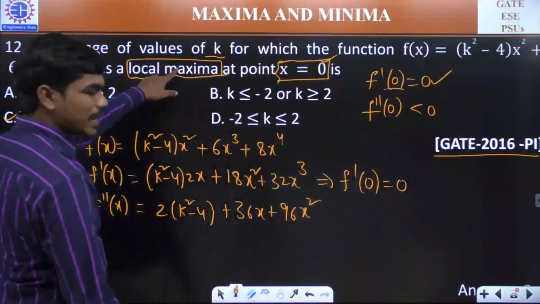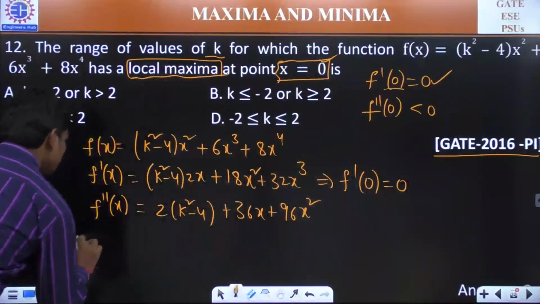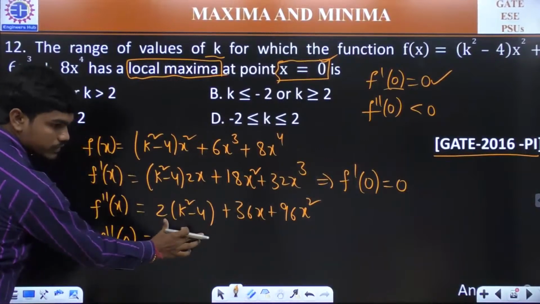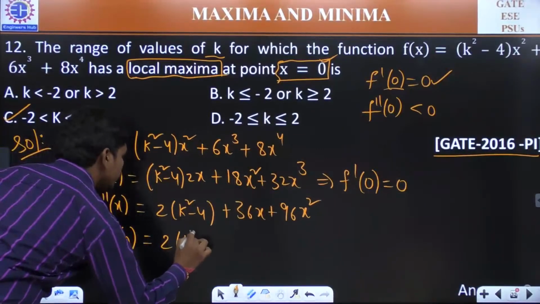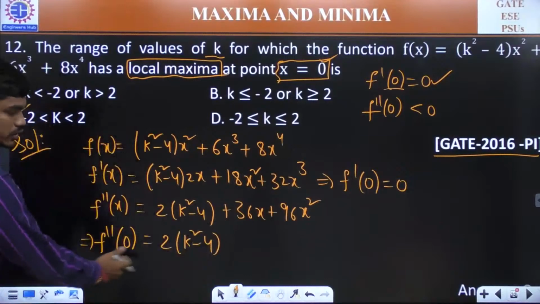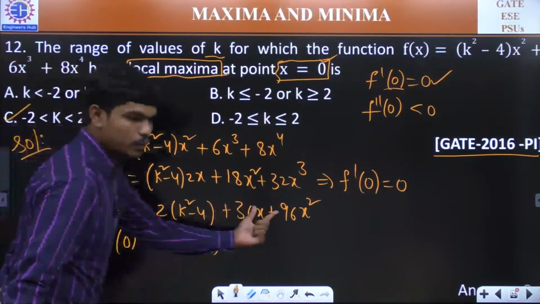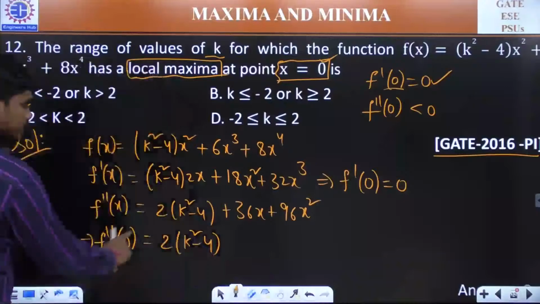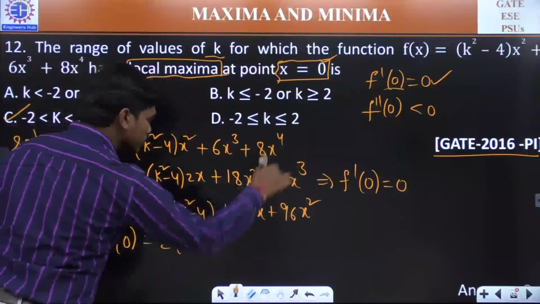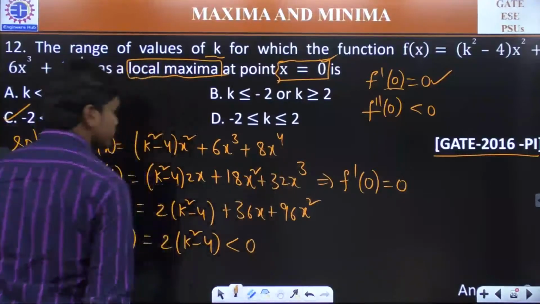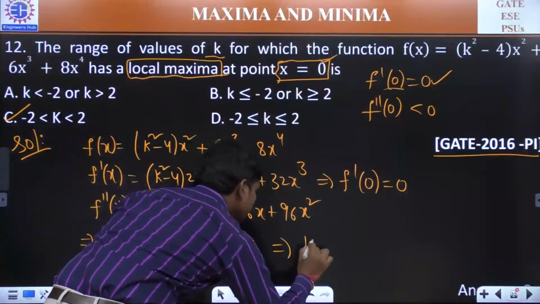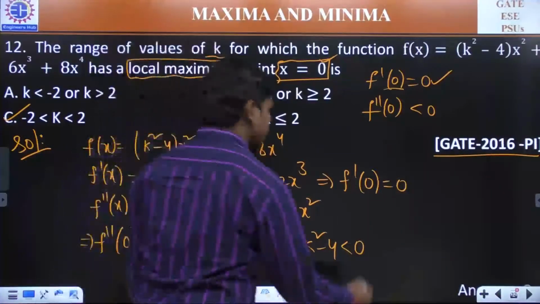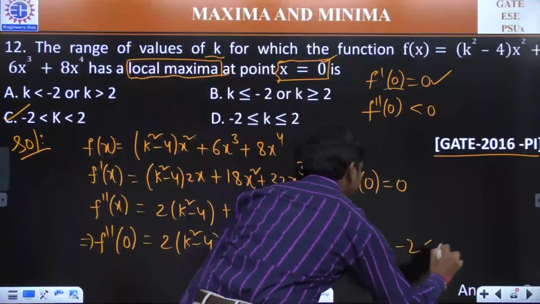Now for this to have a maximum, the second condition should hold good, which means f double dash of 0, which is, here there is no x in this term, so 2 into k square minus 4. When you substitute 0, this term remains as it is, but both these terms will go to 0 because they have x in each. So this has to be less than 0, correct? Which implies k square minus 4 has to be less than 0. This means minus 2 less than k less than 2.